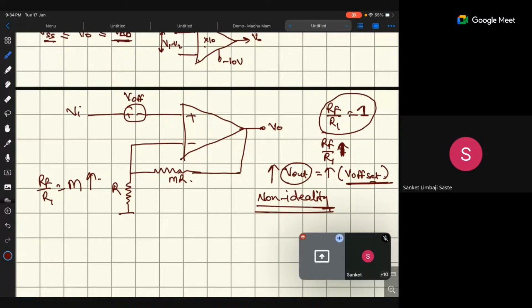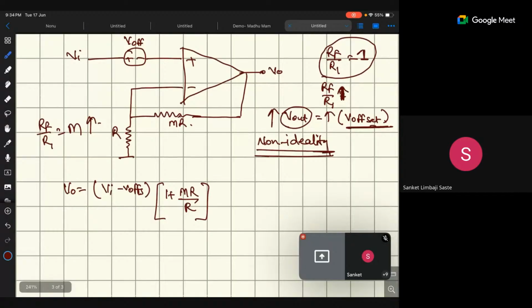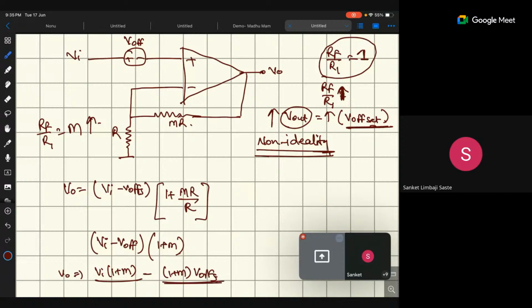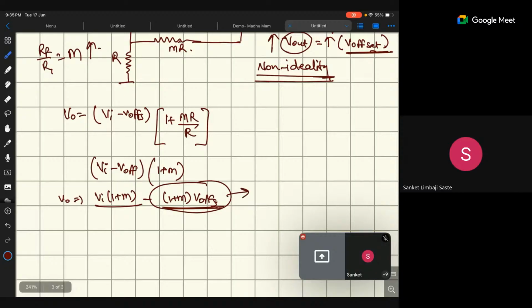Now, in this way, can you calculate the output voltage? My input voltage is Vi minus V offset, and the gain is 1 plus MR upon R, that is 1 plus M. So the output is Vi times 1 plus M, minus 1 plus M times V offset. The reason for that is the non-ideality.